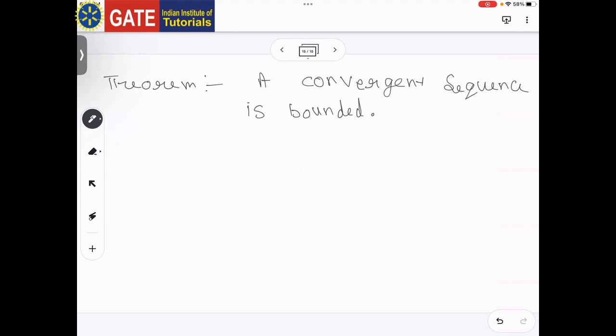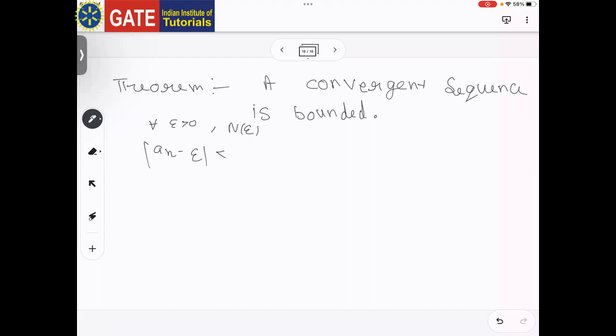So let's see the proof. Let's suppose a_n converges to L. This means for all epsilon greater than 0, there exists a capital N depending on epsilon such that modulus of a_n minus L is less than epsilon for n greater than N, where L is the limit. This means that a_n belongs to L minus epsilon to L plus epsilon for all n greater than capital N.